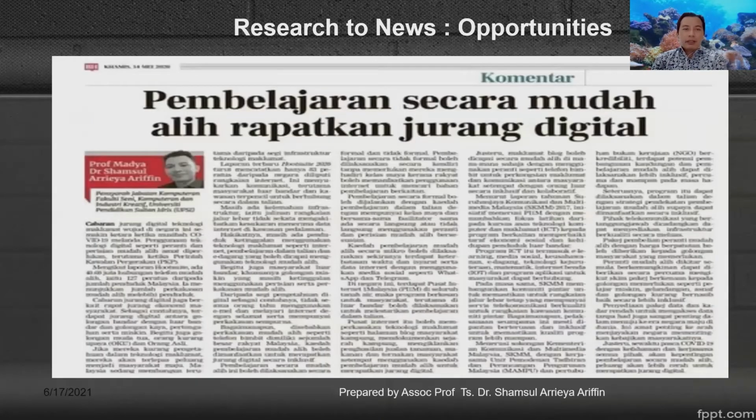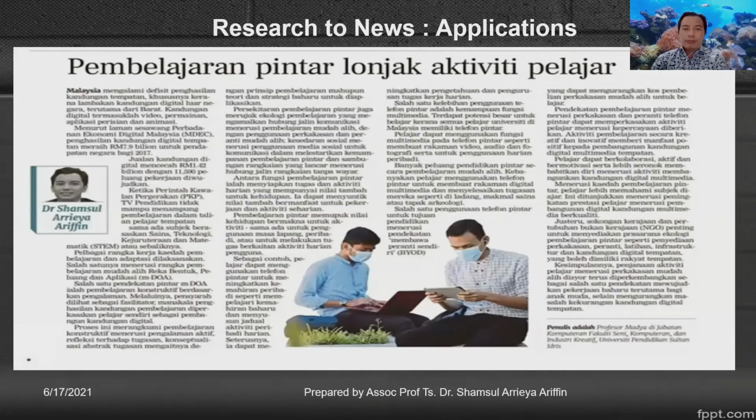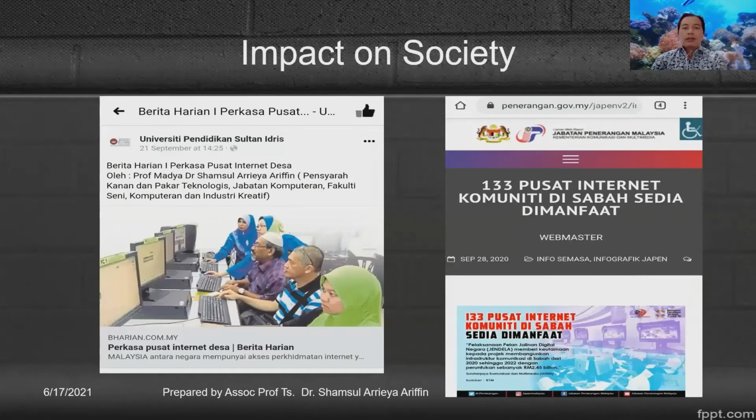Pembelajaran secara mudah alih rapatkan jurang digital. During the COVID pandemic, actually we were all using mobile devices. I think most of us used mobile devices to communicate, to study at home, and also to do PDPR, what they call home learning. Okay, so this is also regarding smart learning. This is the impact on the society.